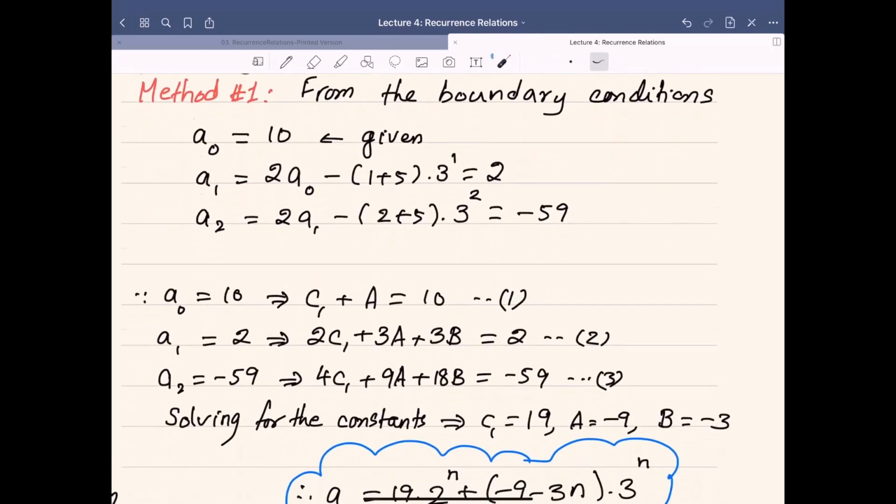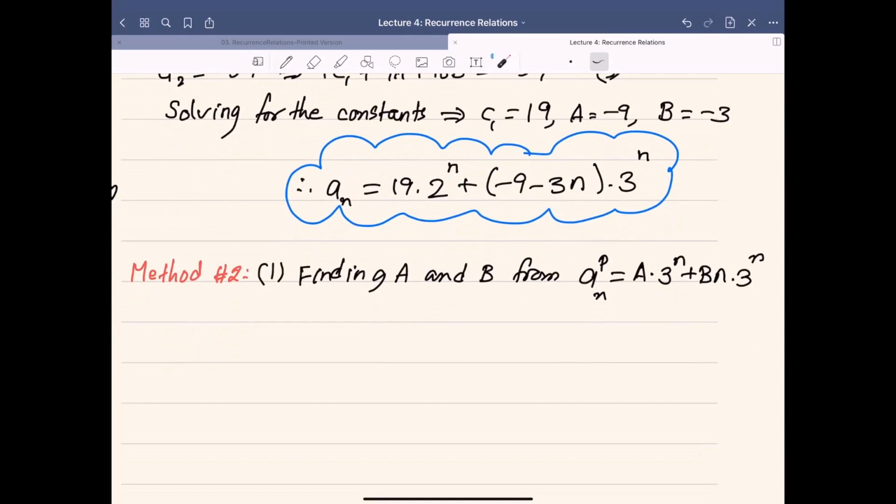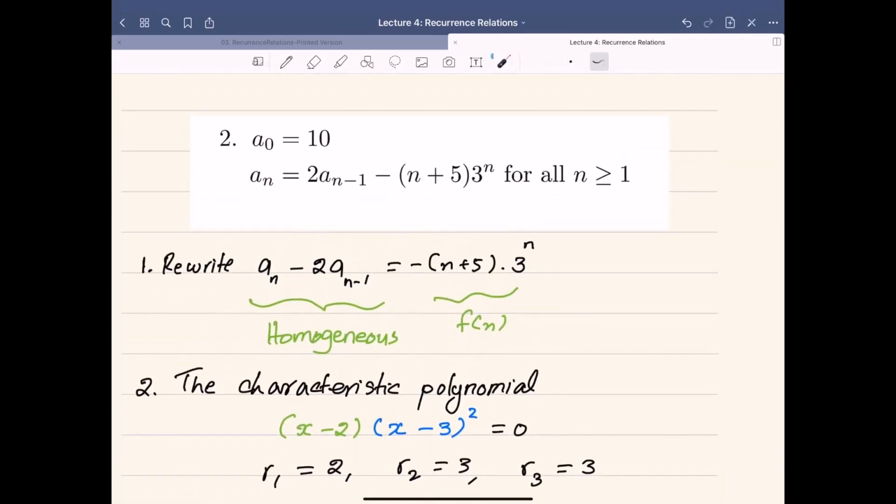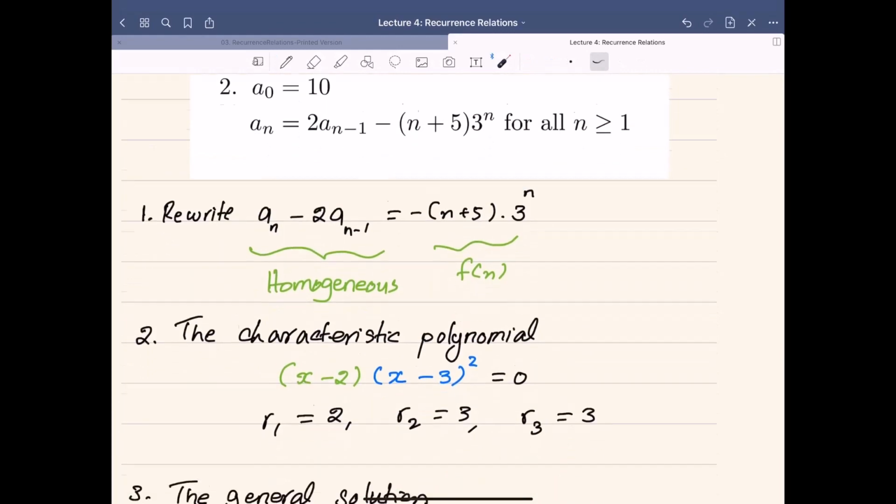So we will use it to find a and b, and then we will use the initial value to find c1. So what is our original equation? Our original equation is a_n minus 2a_(n-1) is equal to (minus n minus 5) times 3 raised to power n. So I have multiplied the minus inside the equation. See here, I have multiplied the minus inside.